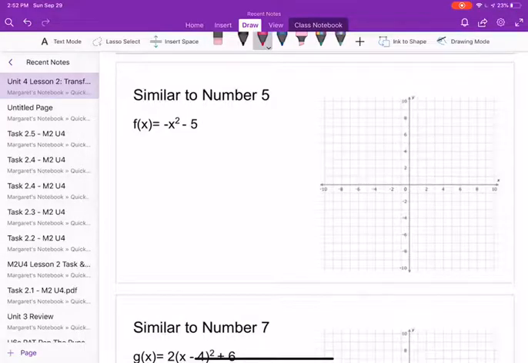We know that adding or subtracting to x squared moves the graph up or down. So the vertex moves down 5 from (0, 0). So we'll plot the point (0, -5), because we're moving down 5.